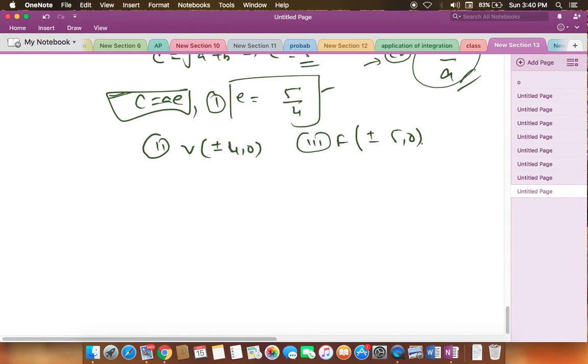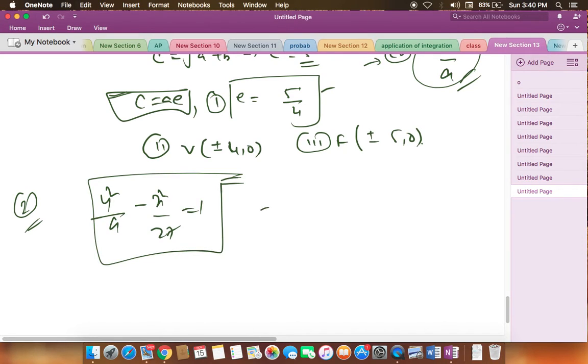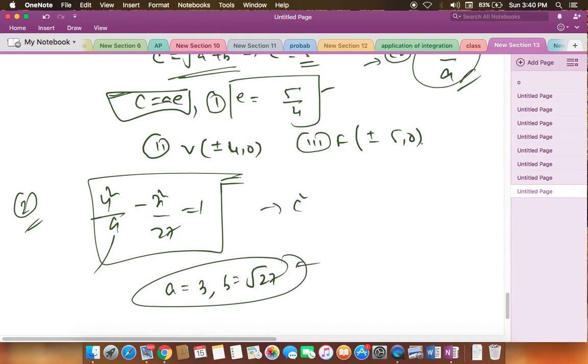Okay, this is easier than the ellipse one because it's not confusing out here which is a and which is b. Second equation is this one, y square by 9 minus x square by 27 is equals to 1. Same old concept you have to use, but don't forget this formula, c square is equals to a square plus b square. Okay, out here your a will be 3, b will be root over 27. Just keep in mind that the denominator under y is always a.